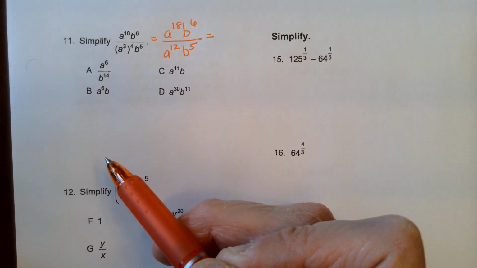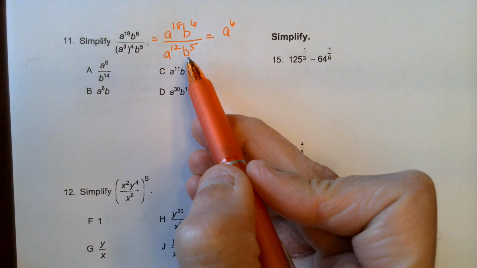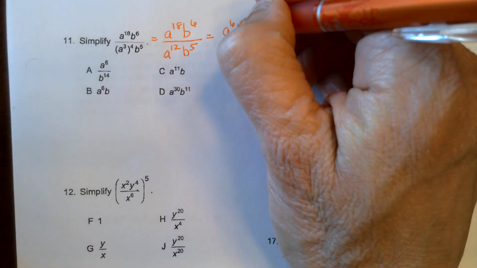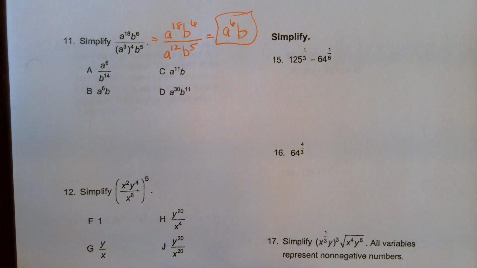And where are they going to be? On the top. Very good. And I've got 6 b's and 5 b's. So how many are going to be left? 1 on the top. So you don't have to put it over 1, but you could. Let's see, do we have that for an answer? We do. It's right there.